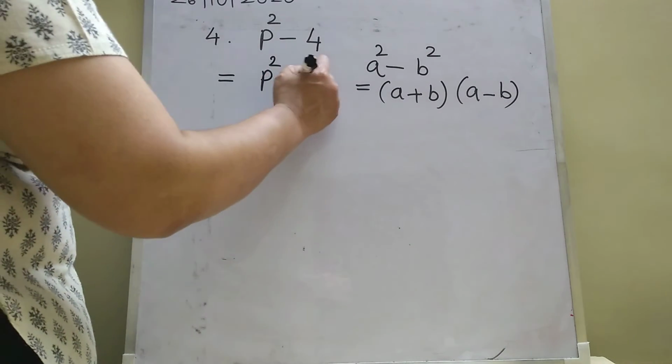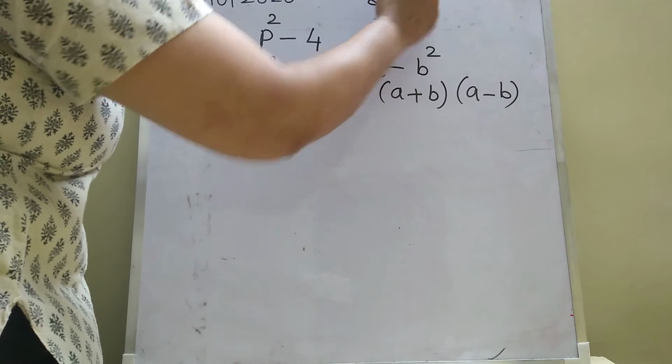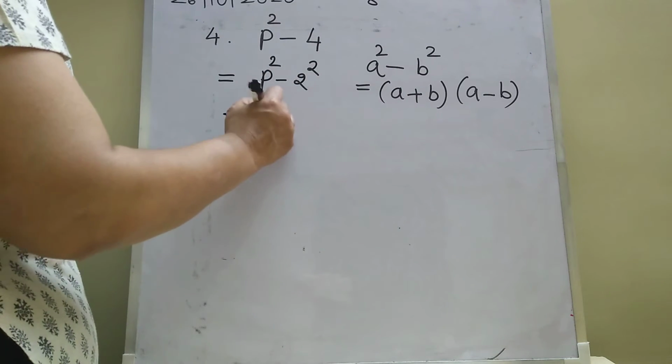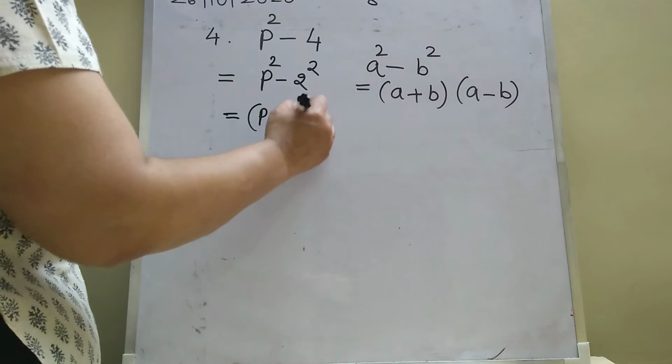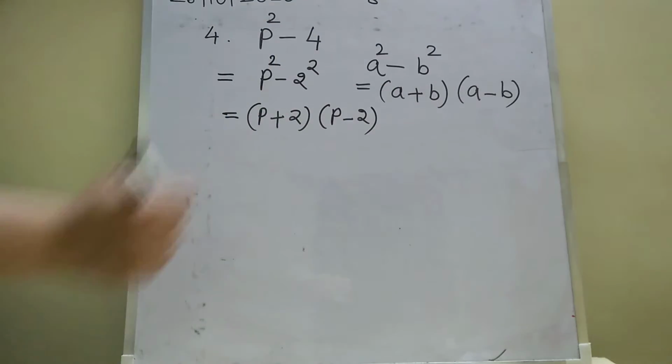Okay, so p square minus 2 square. This is the 8th standard we are doing the practice. So it is going to become (p plus 2) and (p minus 2). Both are perfect squares.